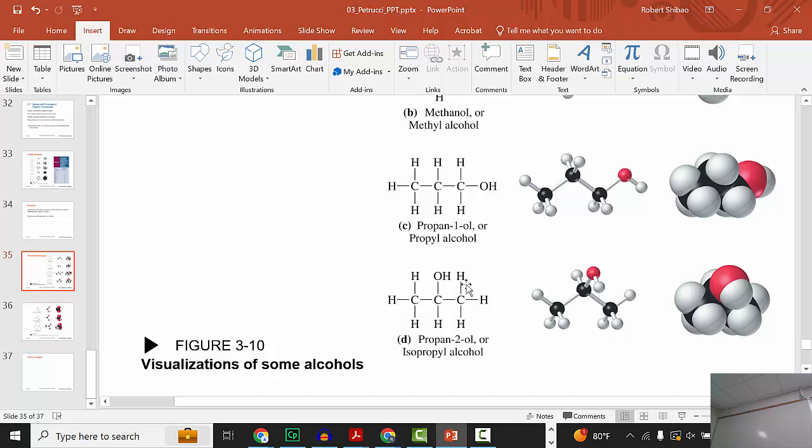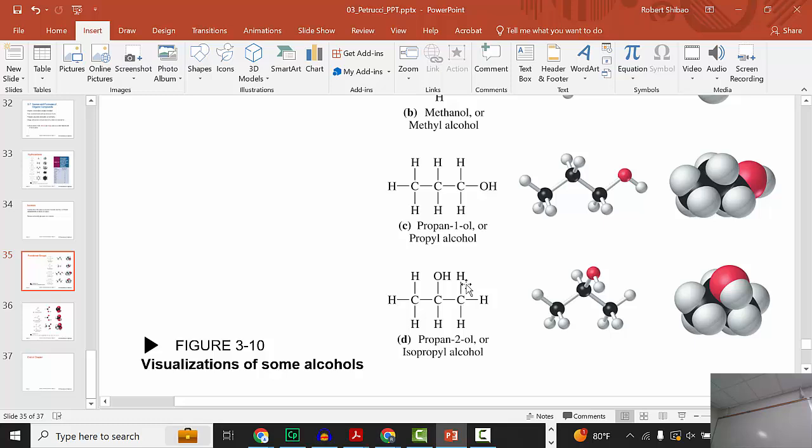No, because if I put it on the left, it depends on how you number it. You can number it in any direction. So we always pick the smallest number. So rather than calling this 3, we call this 1. We choose the lowest number. And so it doesn't matter where you start. We usually start numbering from what we call the functional group.